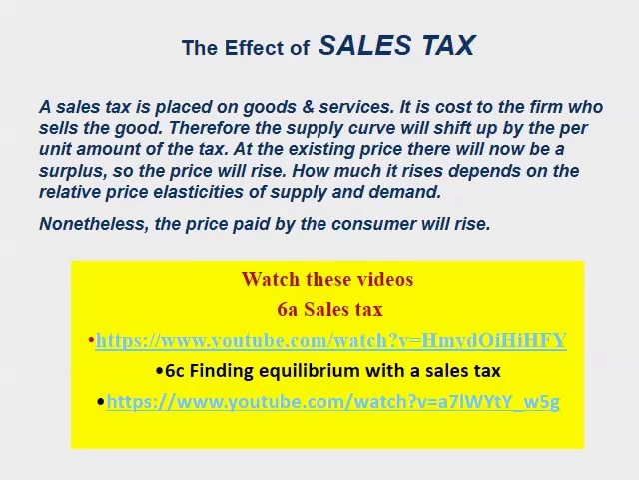Now remember, a sales tax is placed on goods and services. It becomes a cost to the firm who sells the good. Therefore, the supply curve will shift up by the amount of the tax per unit. At the existing price, there will now be a surplus, so the price will rise. How much it rises depends on the relative price elasticities of supply and demand. Nonetheless, the price paid by the consumer will also rise, except in one situation.